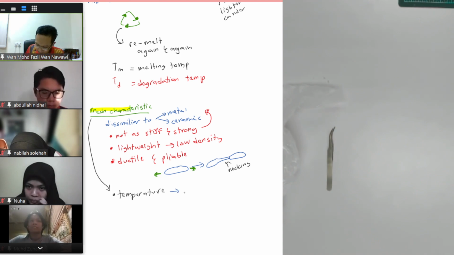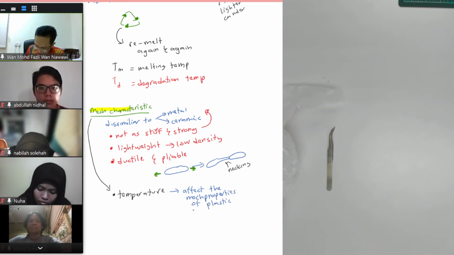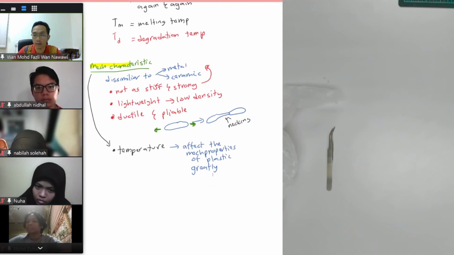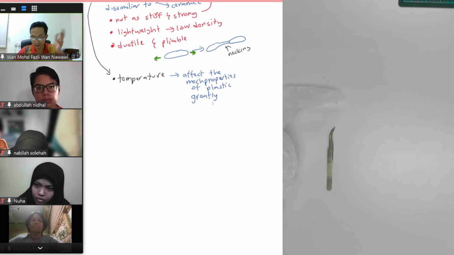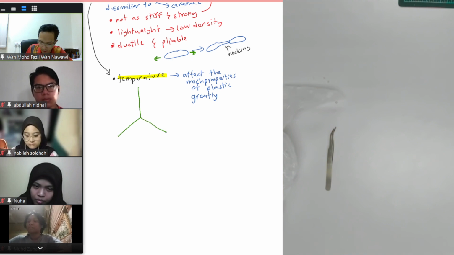So temperature affects the mechanical properties of plastic greatly, to the point that people divide plastic into categories based on their temperature sensitivity. Because of this temperature relationship, the polymer or plastic is normally divided.